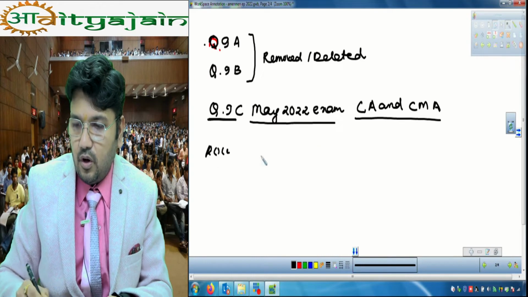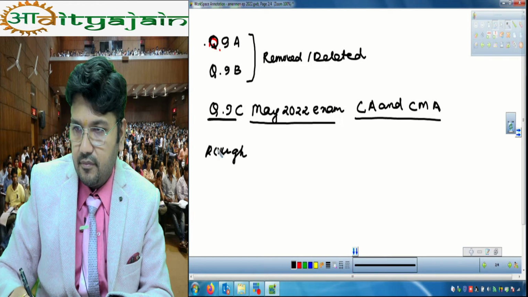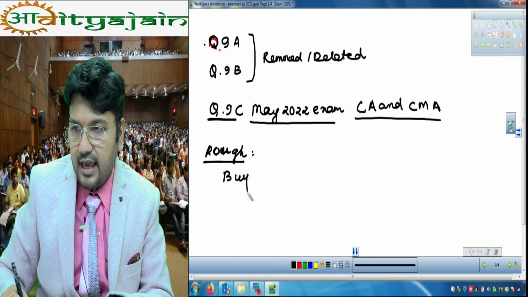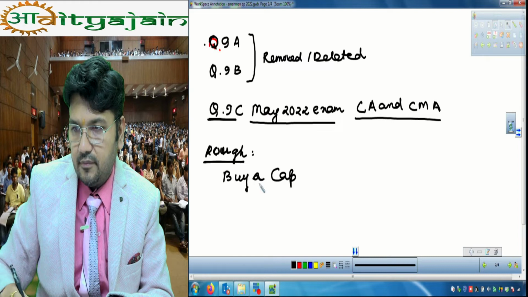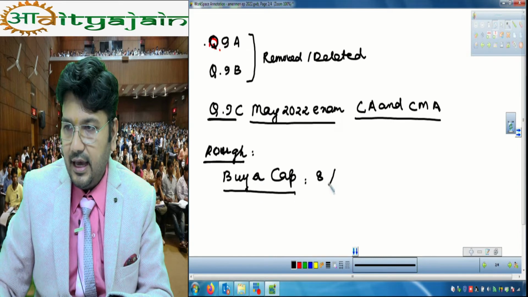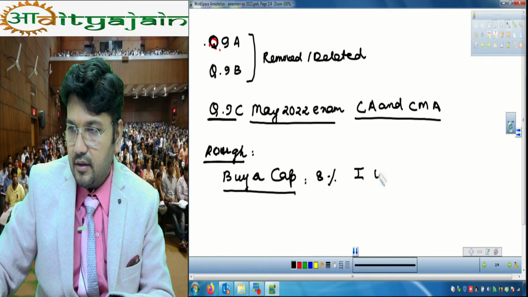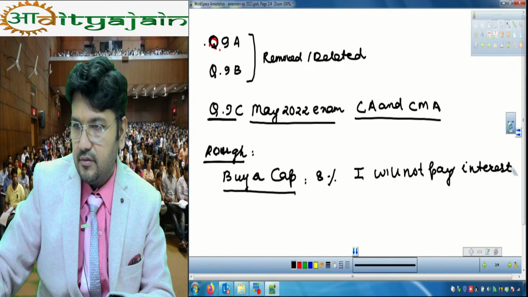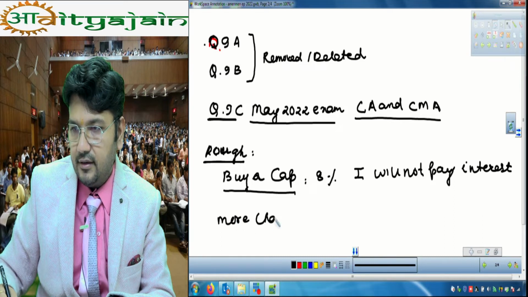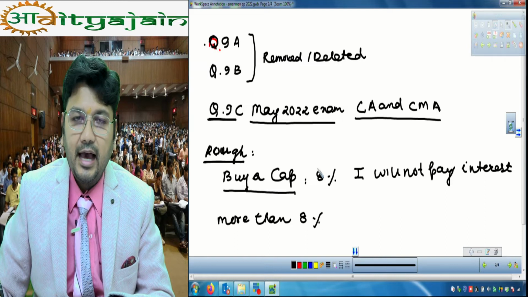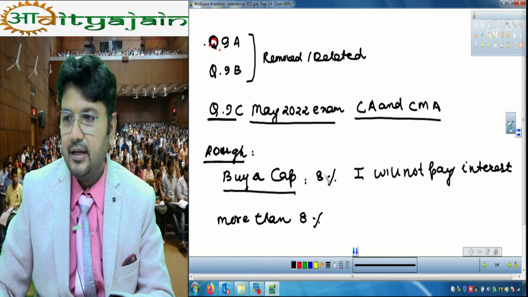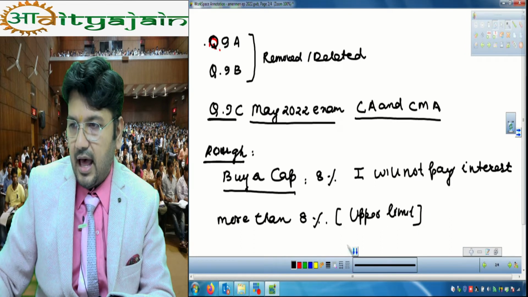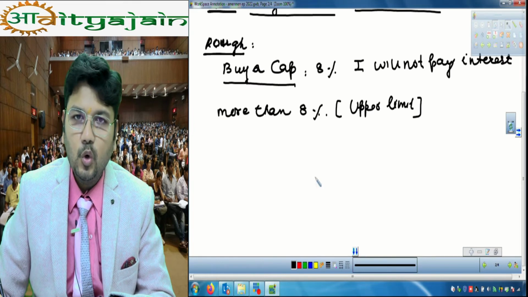Let's write some concept information in rough. So if I buy a cap at 8% per annum, it means I will not pay interest more than 8%. I will not pay interest more than 8%. This is known as the upper limit. I have set an upper limit for my loan interest.